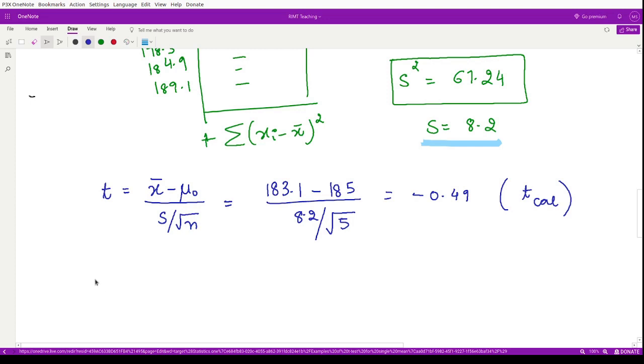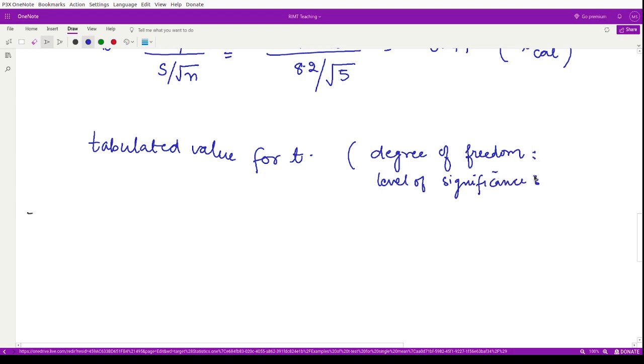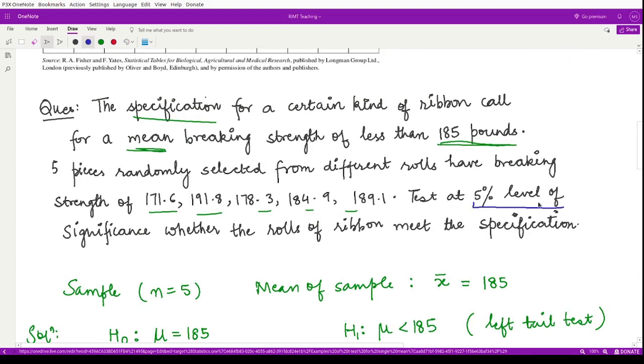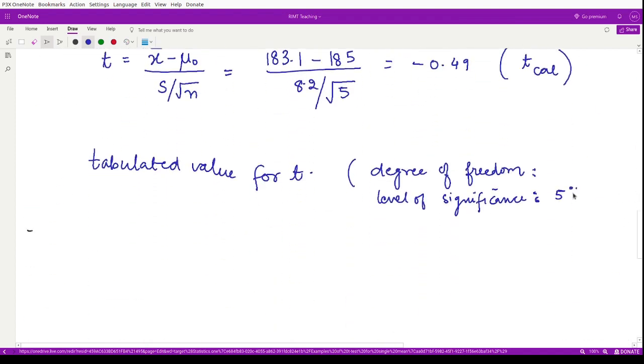Next is to obtain the tabulated value for t. In this case, we have to look for two things. One is the degree of freedom. Another thing is the level of significance. So how do we determine these things? You have to go back to the statement of your question. Here you may see that a 5% level of significance is given in the question. So we will test our hypothesis at 5% level of significance.